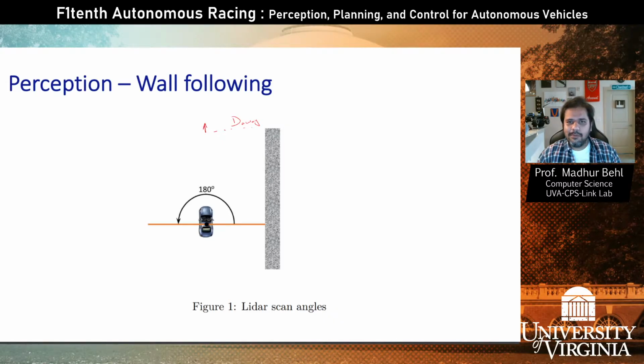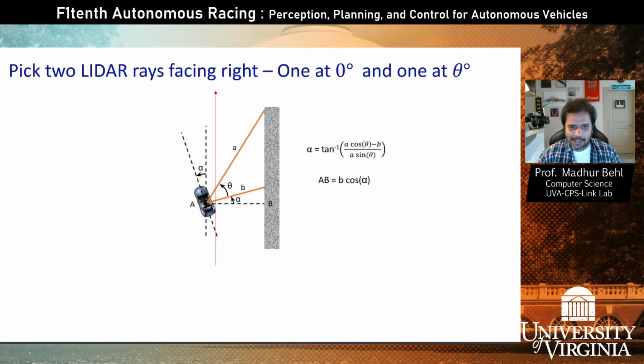So let's look at some very basic geometry. The idea is that at any time, let's say our car is not aligned with the axis parallel to the wall. And not only is it offset from the parallel axis, it's actually misaligned. It's facing in a different direction, as you can see in this picture.